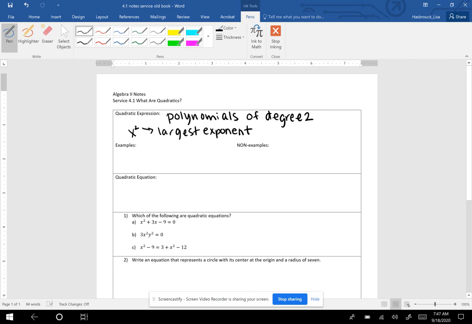Some examples of quadratic expressions are w squared, x squared plus y squared, x plus 2 times x plus 3, and x squared plus 5x plus 6.